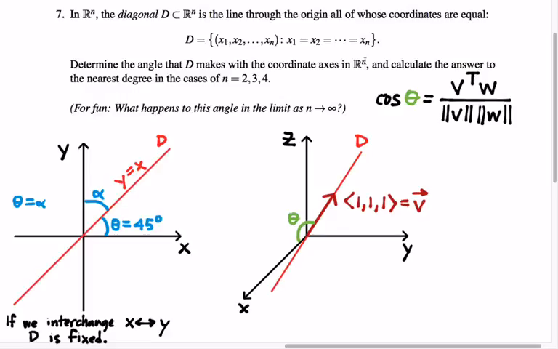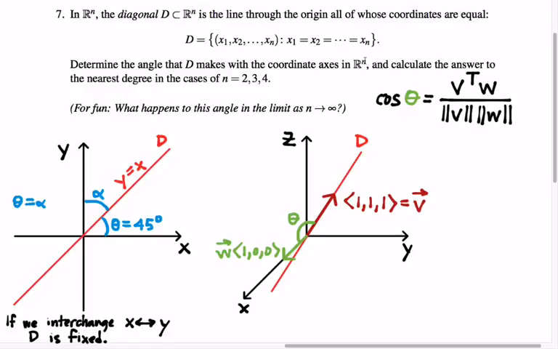So if we just compute that product and divide it by the product of the magnitudes, then we'll have the cosine of the angle. We can take the arc cosine of that and get an approximation for the angle. So we know what V is in this example. What are we using for W? If I'm doing the x-axis as an example, what are the entries of W? 1, 0, 0. Just the first standard basis vector is plenty.